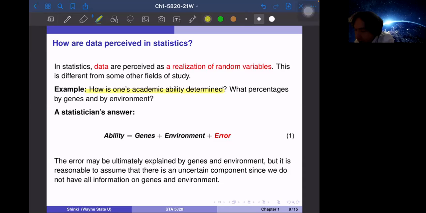And the people that analyze academic ability try to decompose it into genetic factors and environmental factors. For example, if you have many twins, then the genetic factors are the same. But if the environments are different, their scores are different. So in that way, you can see how much of the ability is explained by the environment.